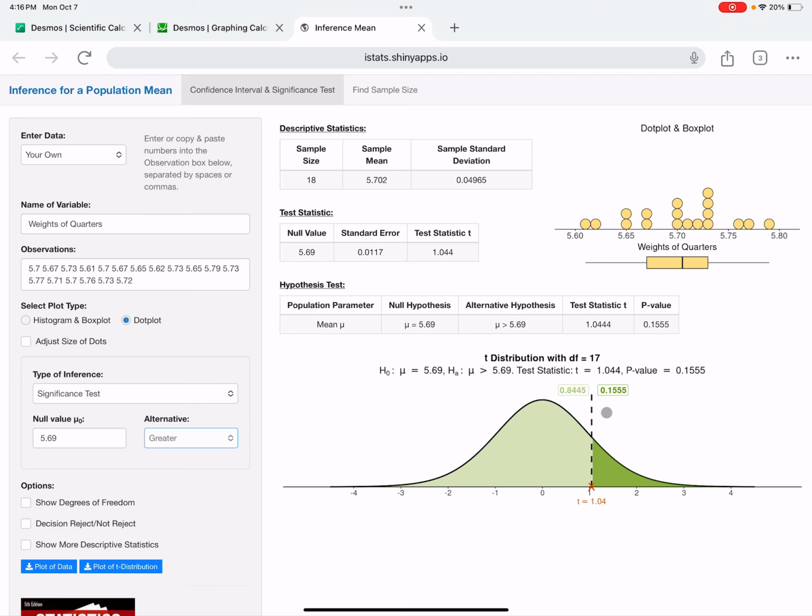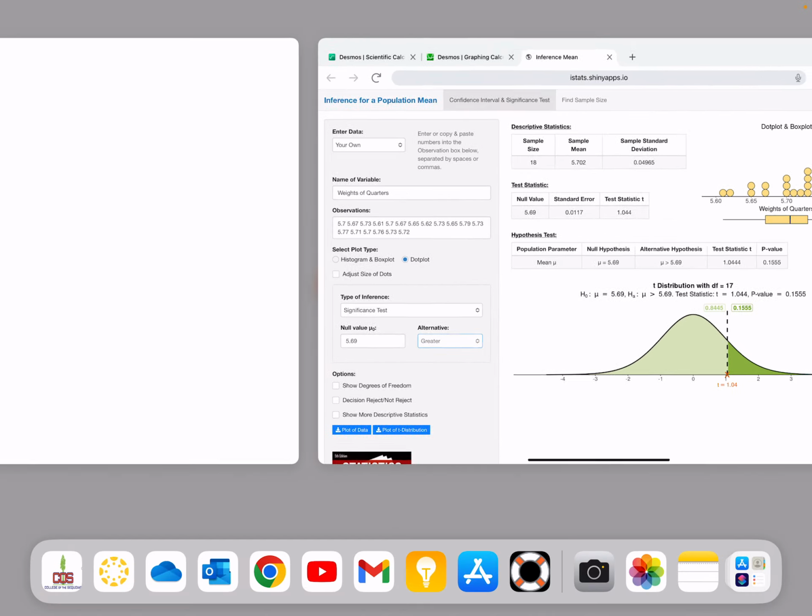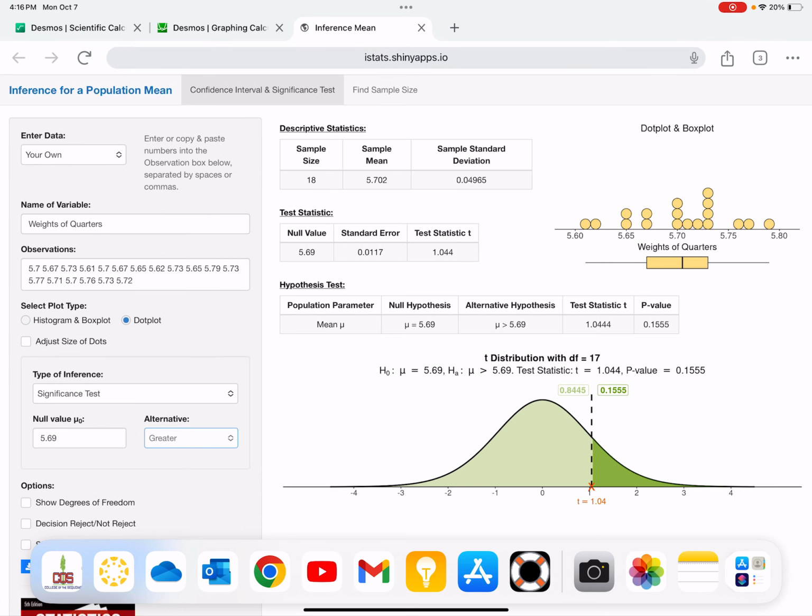Anyway, it looks like we don't have sufficient evidence to say that the state quarters weigh more, right? Our p-value is too large. So let's write down our p-value, 0.1555. Oh yeah, our sample mean, I almost forgot. Our sample mean is 5.702, right? That's given right there, and the standard deviation is also given in case you need it. But the sample mean is 5.702.